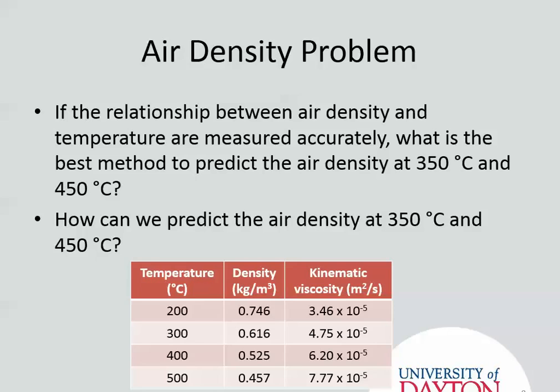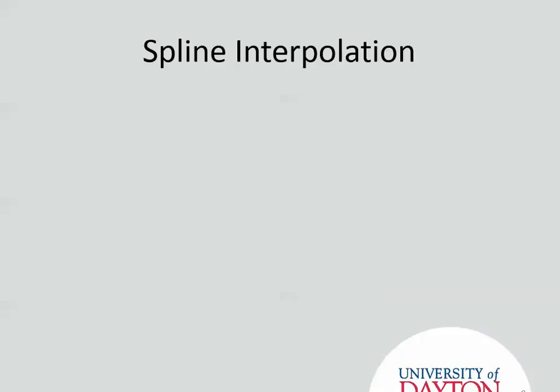Oops, I don't know why that came up in backwards order, but if they're measured accurately, what's the best method that we want to use to predict air density at those two temperatures? Do we want to use regression, or do we want to use interpolation? Interpolation. So we think that they're measured accurately, so we're going to go with interpolation, the more accurate method.